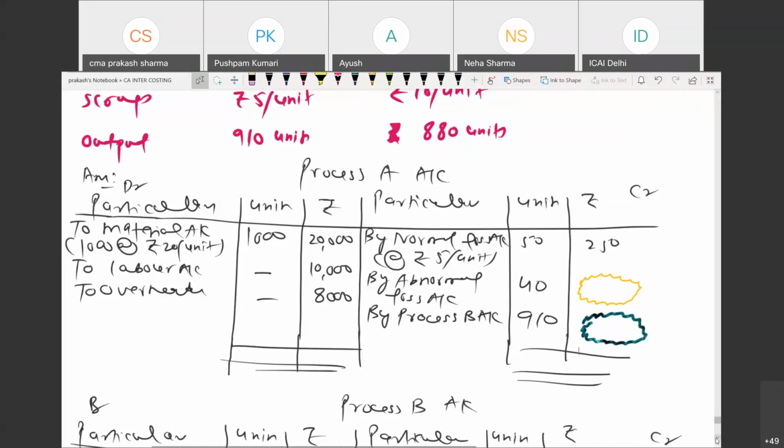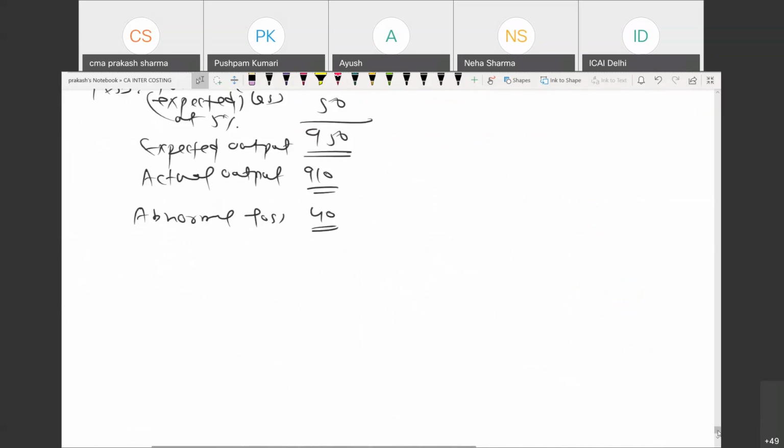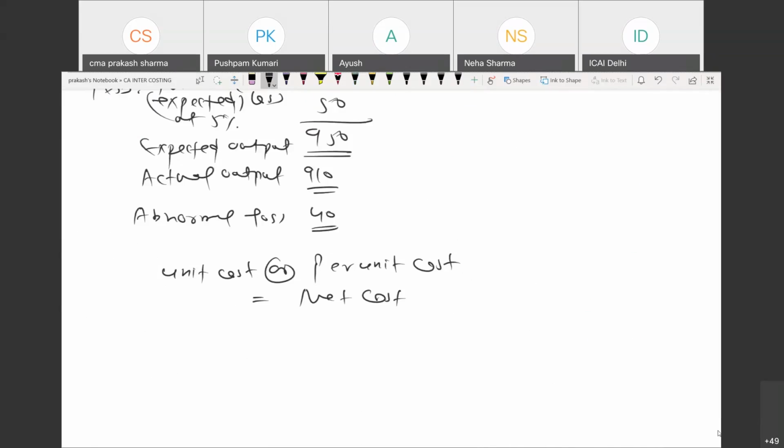So I'm going back to my working note again, and we are going to calculate the value of our abnormal loss and final output. So what we actually do, my dear students, is calculate unit cost. What is meant by unit cost? That is per unit cost. So it is actually the net cost of process A.